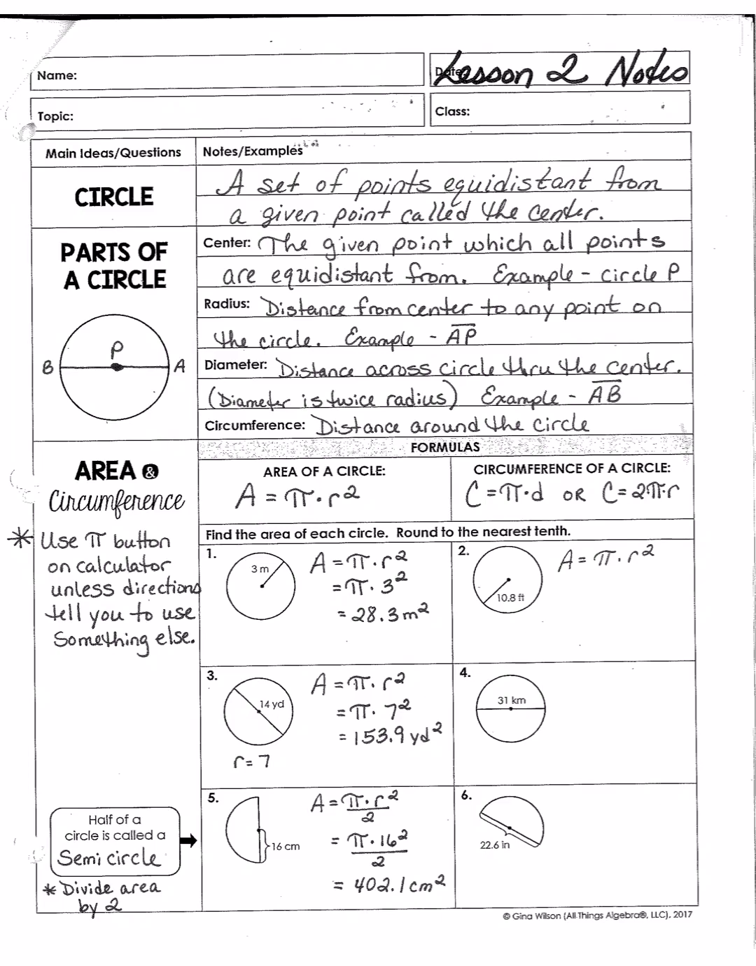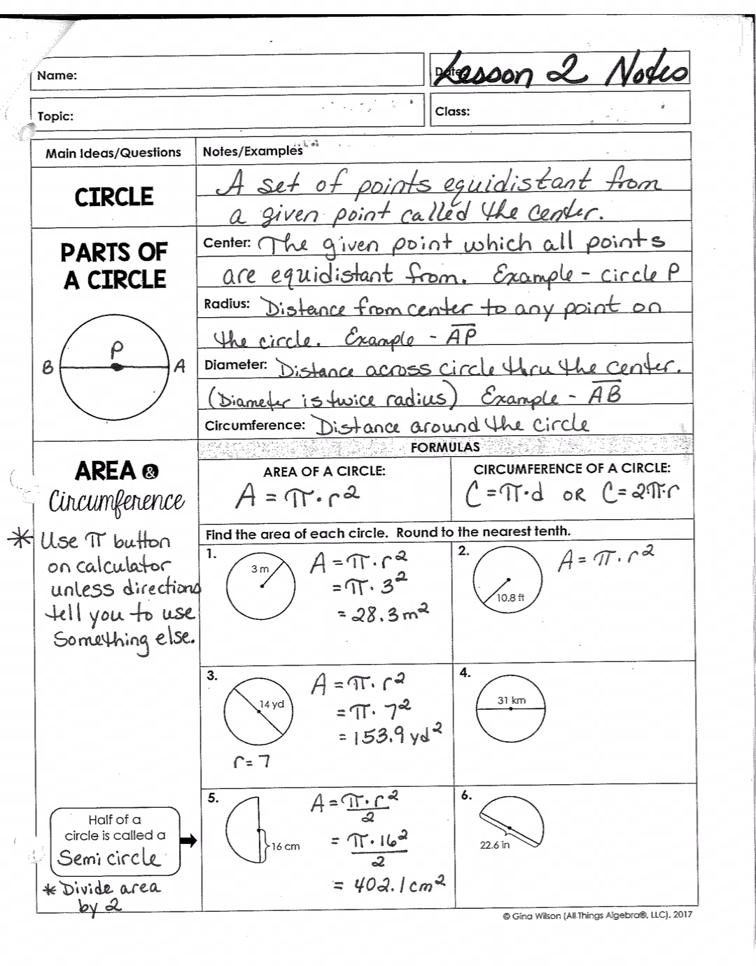Today we're going to look at circles. A circle is a set of points equidistant from a given point called the center. That is the definition of a circle. Obviously, we all know what a circle is.